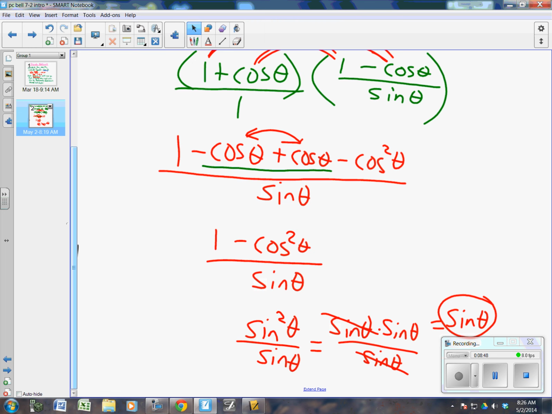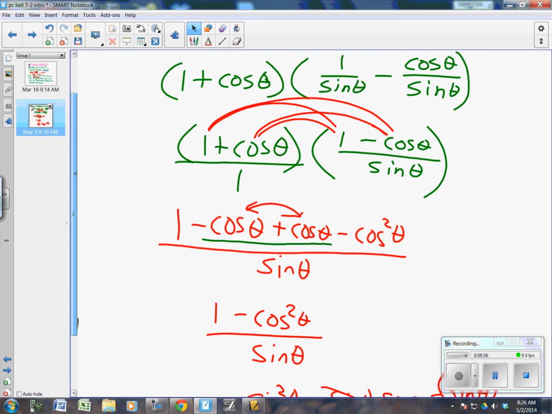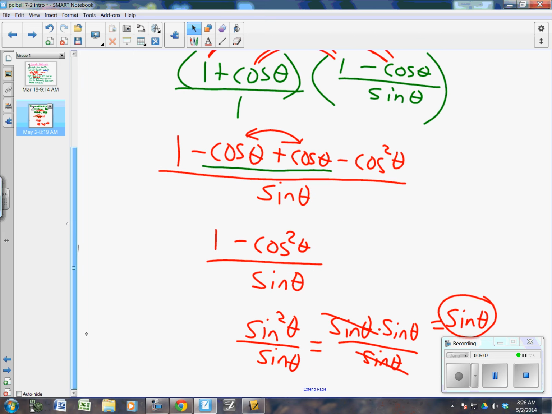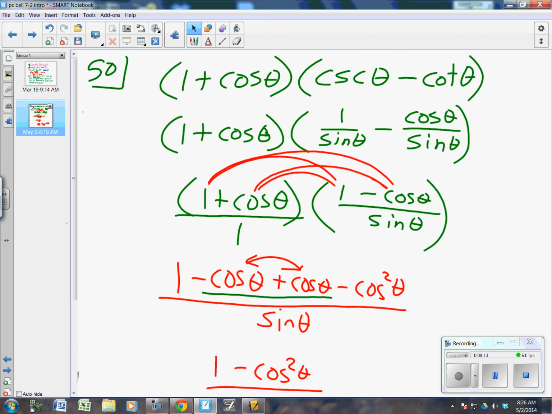Okay? Now, I want to talk about what we're going to be doing today. If I was doing this problem today, instead of being written as 1 plus cosine theta times cosecant theta minus cotangent theta, what would be different about this? It would be equal to sine, right? Like Caleb said. We would know the answer. I would put the equal sign up there, and you would know the answer. All you have to do is simplify the left side to be the right side.